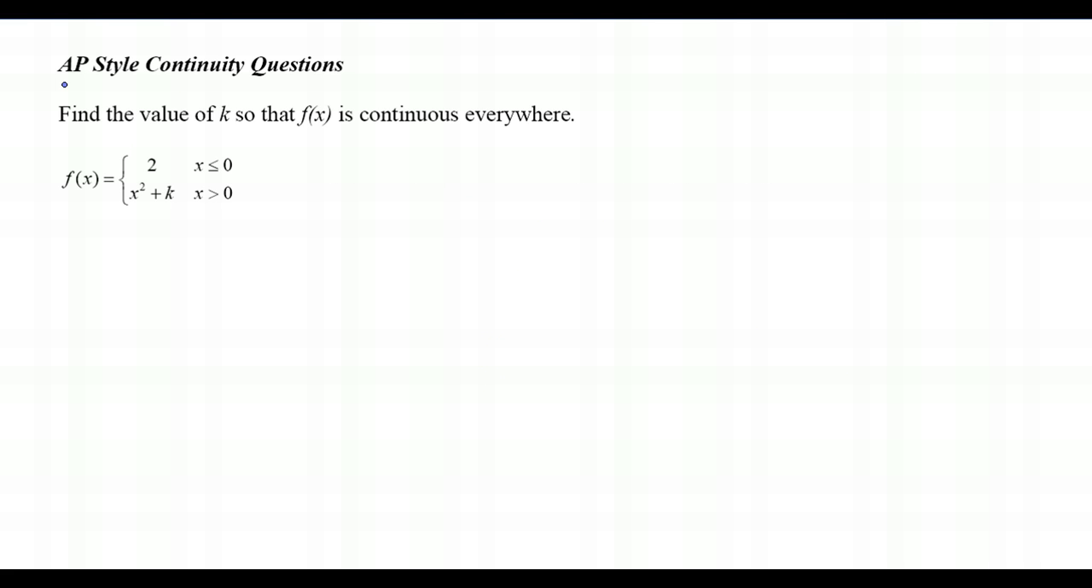Now that we have the substitution method and the notion of continuity, we can finally get to some AP-style continuity questions. These would be more challenging multiple choice questions or even a portion of a free response question. What I want to do is find the value of k so that f of x is continuous everywhere. And f of x is this piecewise function: 2 when x is less than or equal to 0, and x squared plus k when x is greater than 0.